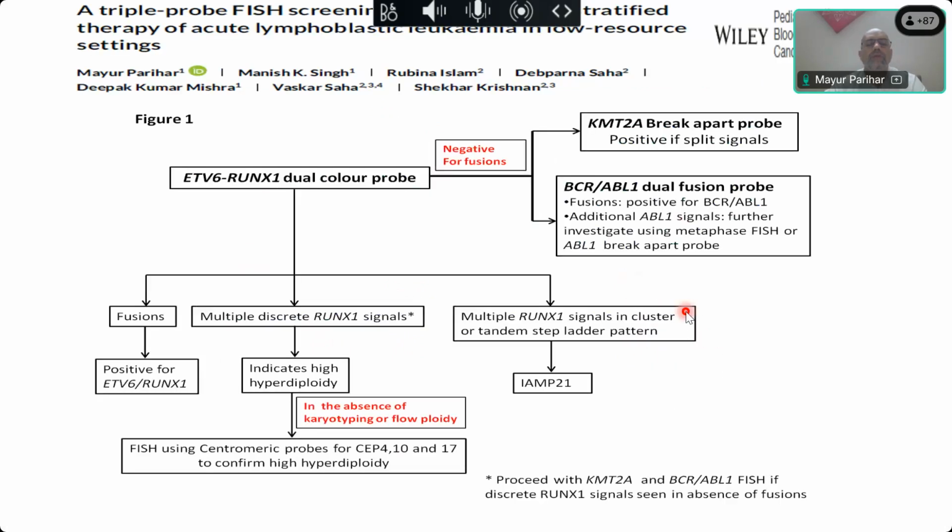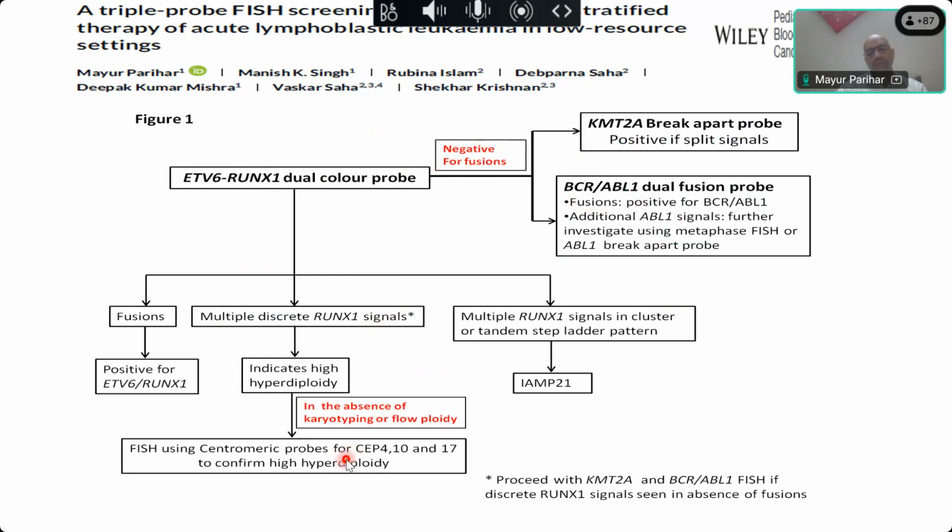So how do you achieve this? You can just use karyotyping, or since expertise to interpret karyotyping is difficult to find, you can use a combination of flow cytometry and FISH. FISH is much easier to do. So you do a flow-based ploidy. It will tell you whether it is hypodiploid, hyperdiploid, or a normal diploid one. And then you use 3 probes. You use 12;21, you use a KMT2A (MLL) break apart, and you use a BCR-ABL. By using these 3 FISH probes and using flow ploidy, you can actually risk stratify almost 70 to 80% of pediatric ALLs, right?